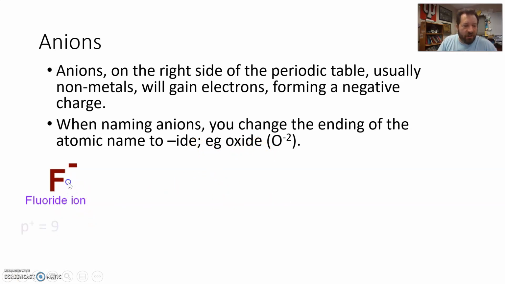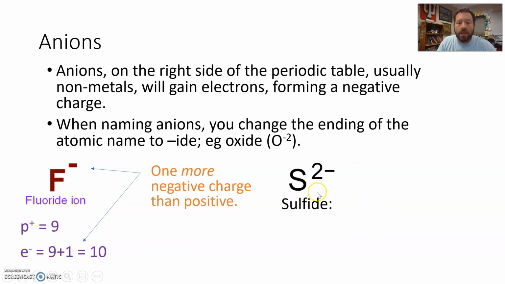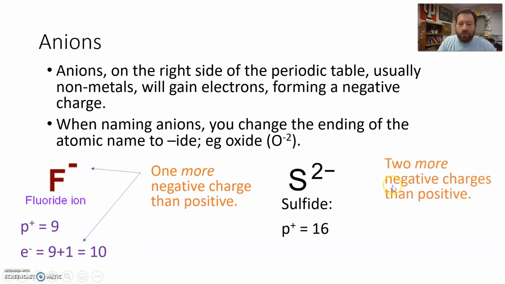So some examples then. Here is fluoride ion. We know that all fluorine has 9 protons. We have 1 more negative than positive. So we have an overall net negative charge. So we must have 10 electrons on a fluoride ion. S-2, sulfide. So there's that IDE ending. We know that all sulfur has 16 protons. We have 2 more negative charges than positive charges. So 16 plus 2 equals 18 total electrons.